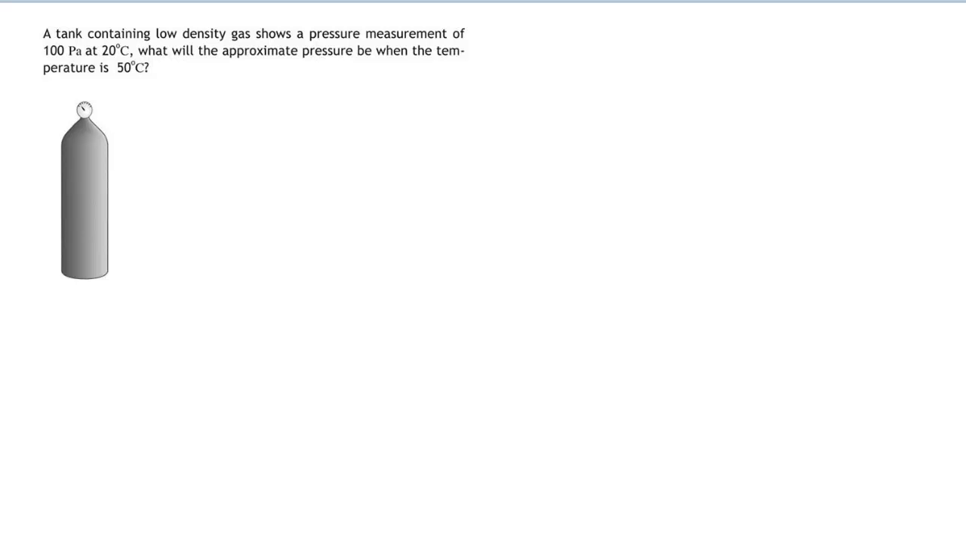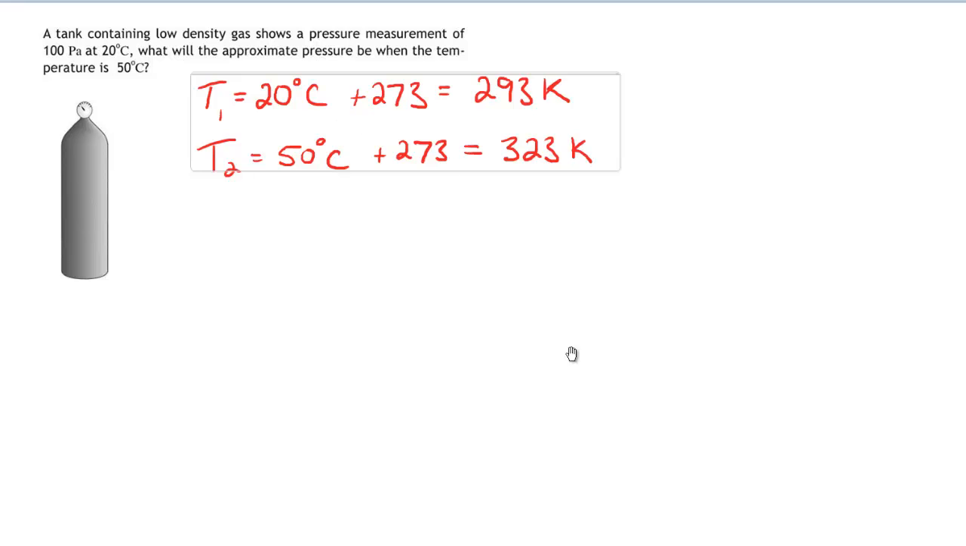So right off the bat, I'm just going to convert those temperatures. We already know that Celsius doesn't work for us. So I get 20 degrees Celsius, I simply add 273 to get 293 Kelvin. And by the same token, 50 degrees Celsius plus 273 is 323 K.